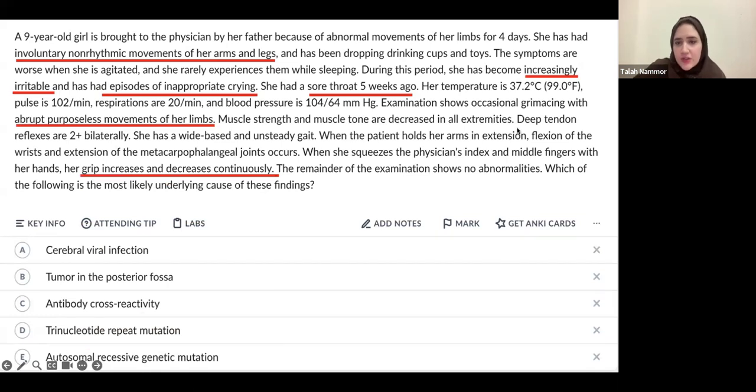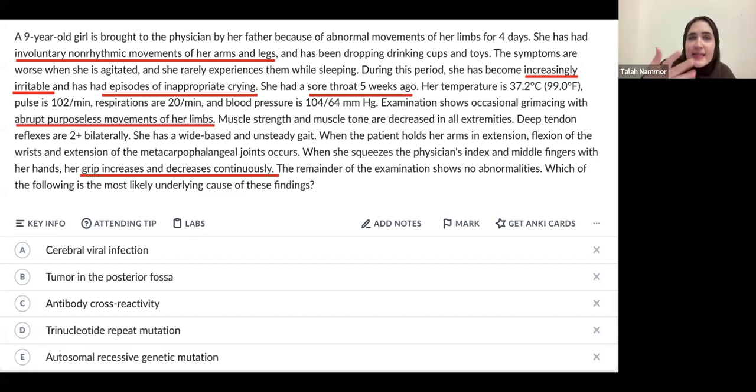Muscle strength and muscle tone are decreased. Deep tendon reflexes are 2+ bilaterally, so they're decreased. She has a wide-based and unsteady gait. Blah blah blah. So her grip increases and decreases continuously. So it comes and goes, comes and goes. Okay. So what do you guys think? So we have chorea, Sydenham chorea, and we have a history of sore throat 5 weeks ago. So what do you guys think this is? Oh, actually, what's the diagnosis? Rheumatic heart disease. Nice. Or rheumatic fever.